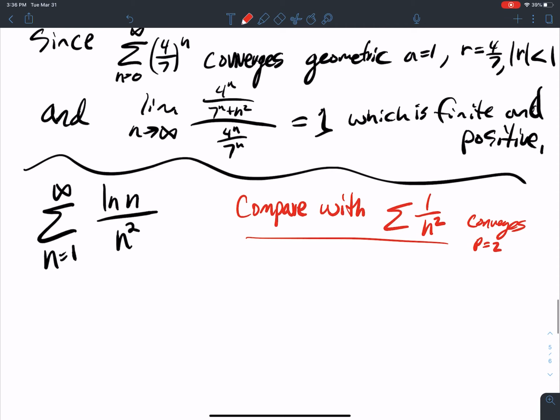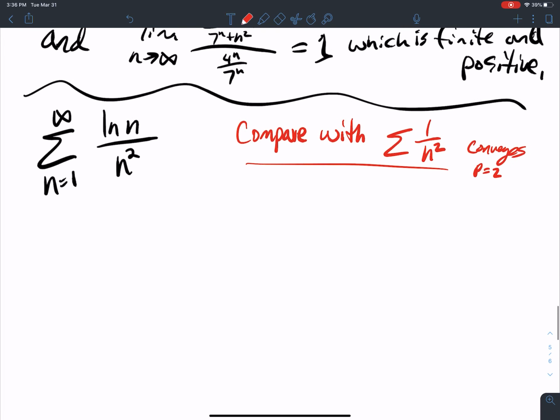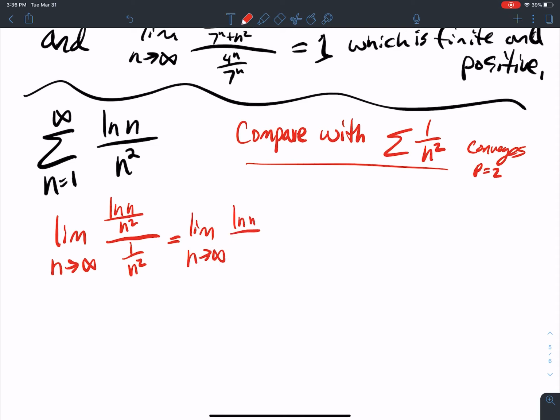So if I take the limit as n goes to infinity of ln n over n squared divided by 1 over n squared, and simplify, I get the limit as n goes to infinity of ln n over n squared times n squared over 1. So I get the limit as n goes to infinity of ln n. Well, this is equal to infinity. Now, the test fails here.